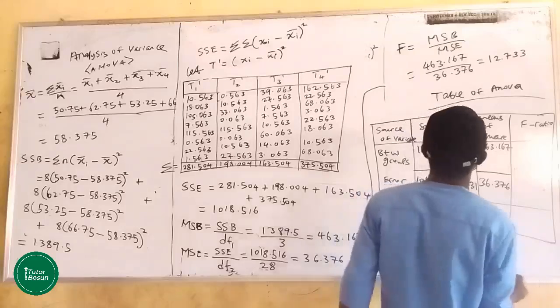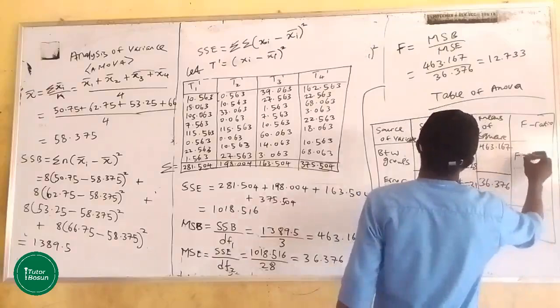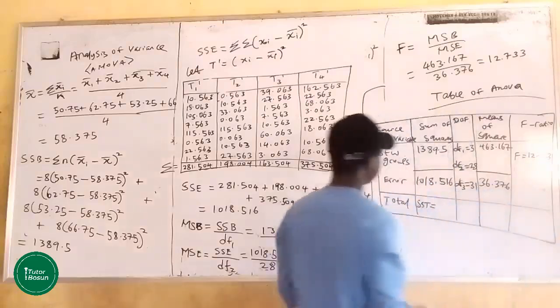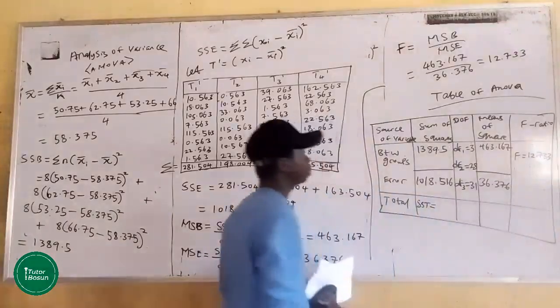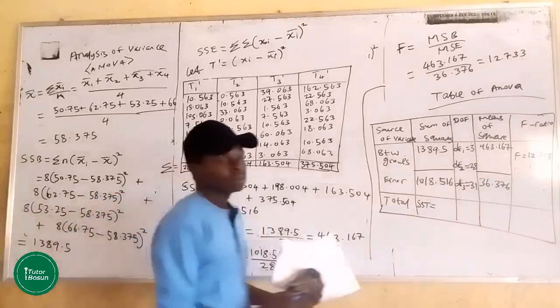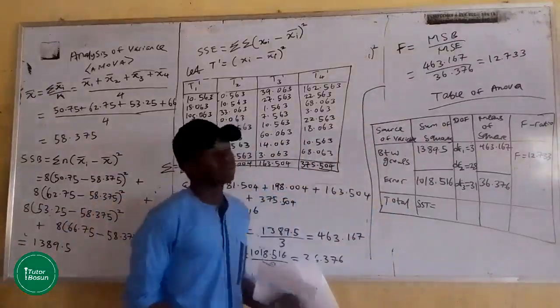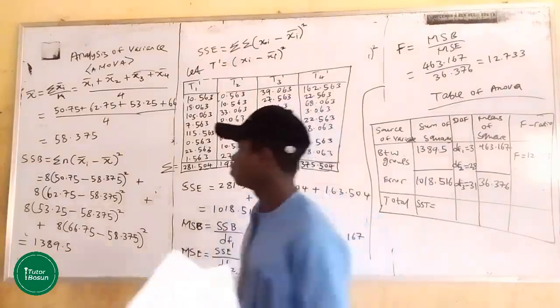So what do we get for our F ratio? Our calculated F is 12.733. So if you add this together, you can put it here. If you add this, you can also put the value here. So this is everything about our table of ANOVA. But don't forget, we are not done with the question because we only got our calculated F. We haven't concluded. We haven't compared it with our critical F.